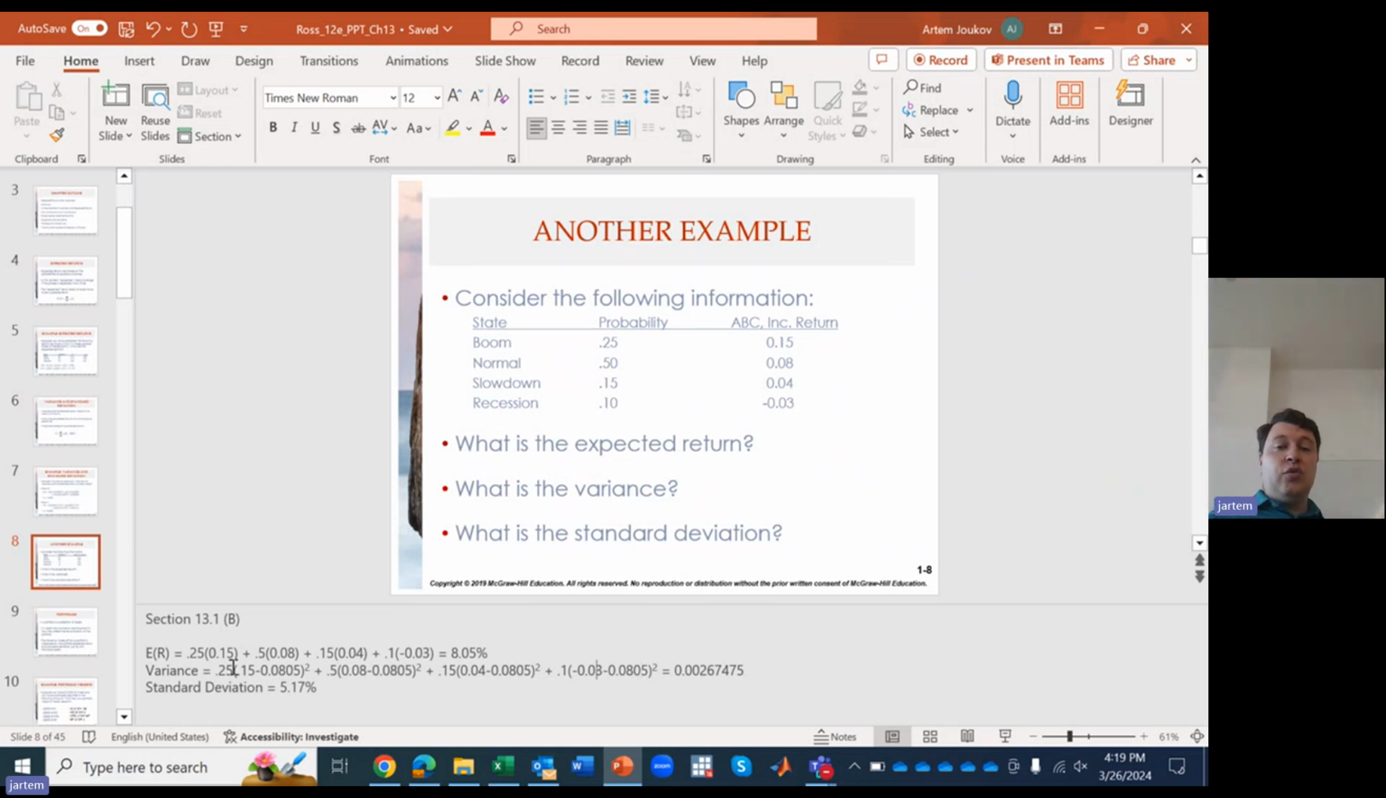So you have the actual return, like here it's -3%. You subtract from it the average return, so minus 0.0805, and then you square it. When you square all that, you get the variance, and you add it all together. Then you get the standard deviation by taking the square root of that variance.